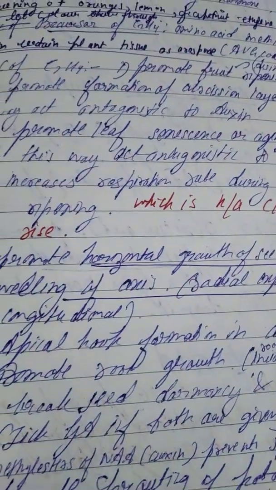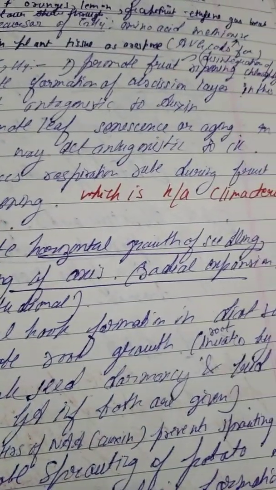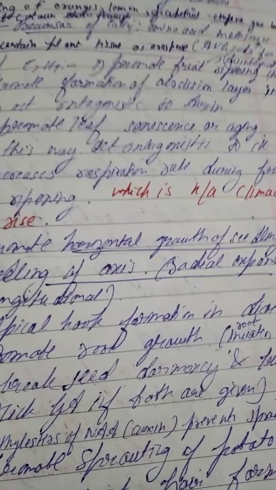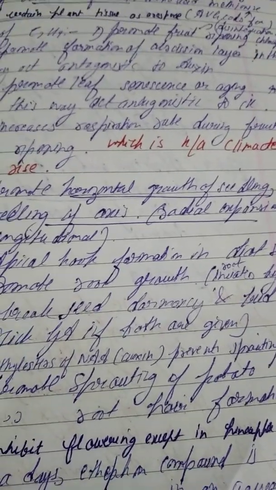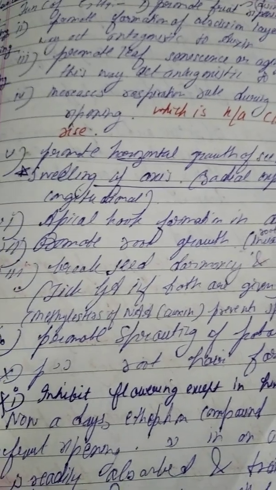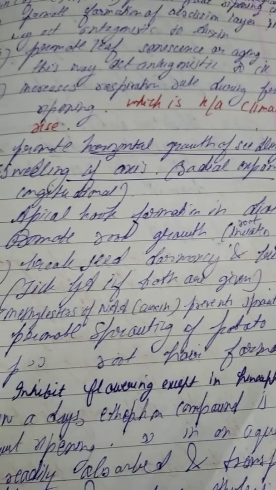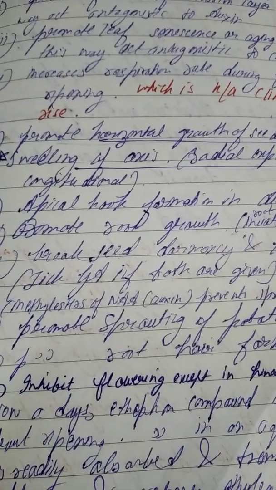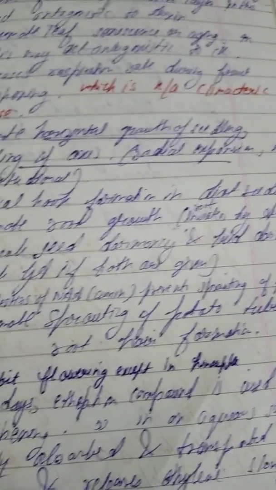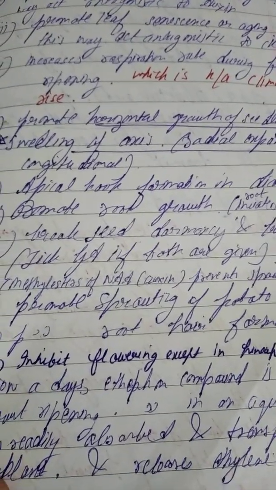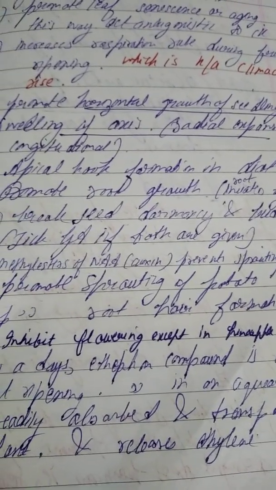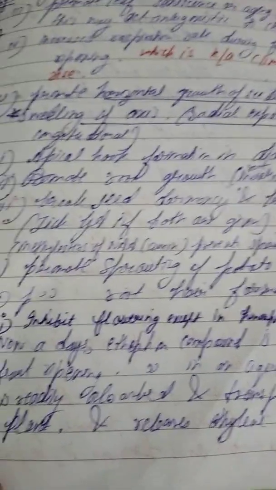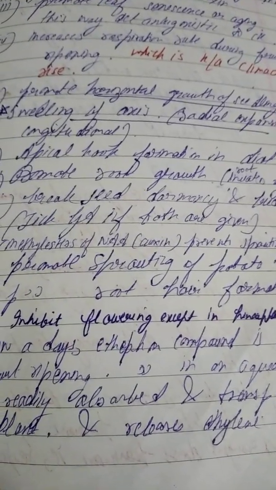And student, now some facts about ethylene. The precursor of ethylene is the amino acid methionine, and ethylene causes fruit ripening. Ethylene promotes leaf senescence. Ethylene increases respiratory rate during fruit ripening. It is called climacteric rise. Please student remember that. And ethylene promotes horizontal growth of seedling, swelling of axis. Ethylene causes apical hook formation in dicot seedling. Ethylene promotes root growth. Ethylene breaks seed dormancy. And ethylene promotes formation of root hair. Ethylene promotes sprouting of potato tuber. And ethylene inhibits flowering, except in pineapple.